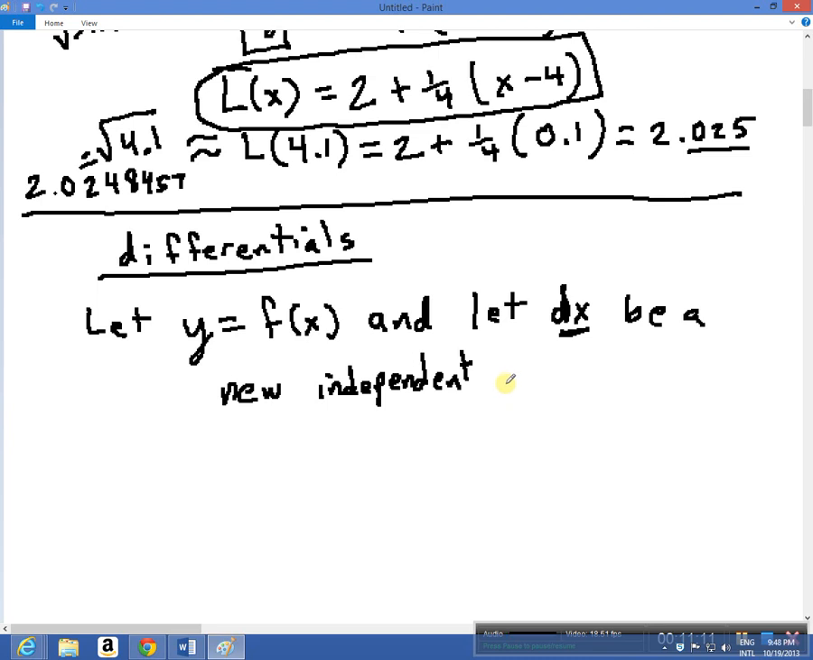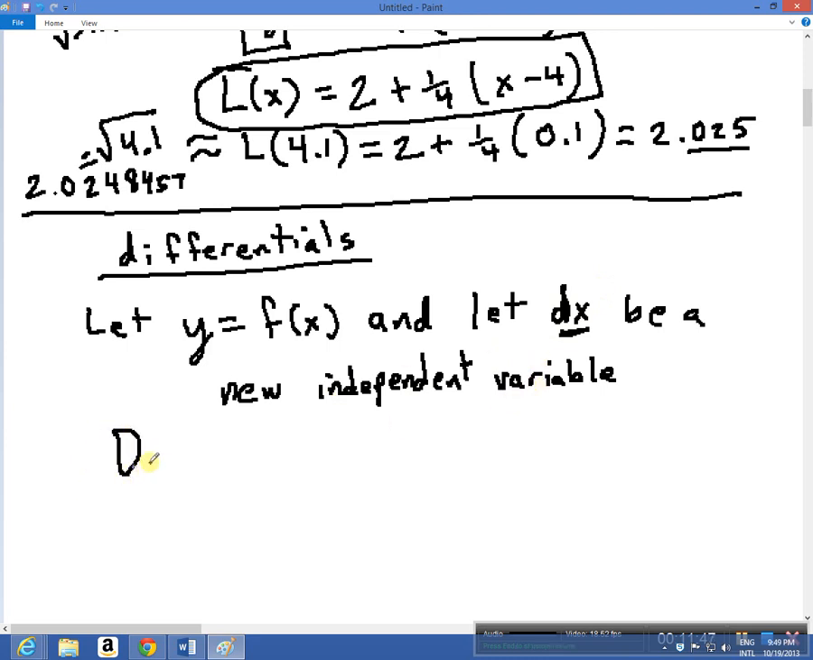We've never used two letters to stand for a variable before, but you can. You do it in programming all the time. Let dx be a new independent variable. We can do that. So that means if I changed x, I wouldn't expect anything to happen to dx. If I change dx, I don't expect anything to happen to x. If I change x, I expect y to change. Nothing necessarily happens here. If I change y, nothing has to happen to dx. Okay? dx is a new independent variable.